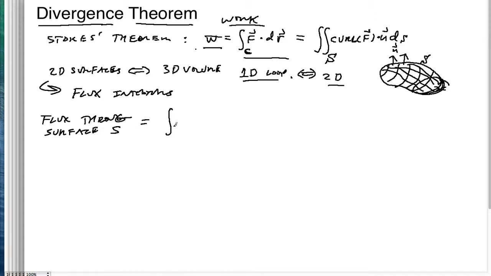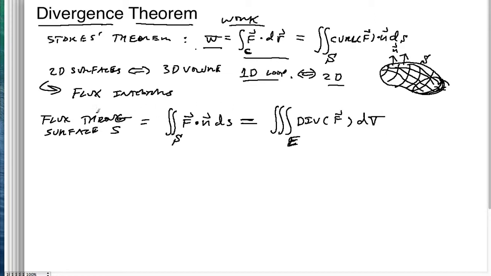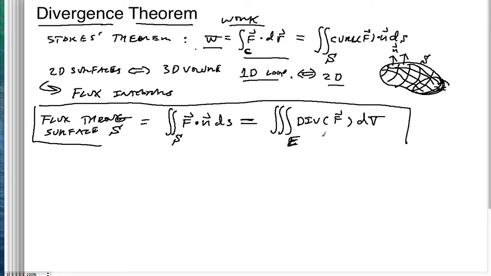And that's going to be equal to the double integral over our surface of our vector field dotted with an outward normal, dS. And what we're going to find out, and this is the expression of the divergence theorem, is that it's equal to the volume integral over the solid volume inside of the surface of the divergence of our vector field dV. Okay. So there's our flux through the surface S. So that is called the divergence theorem.